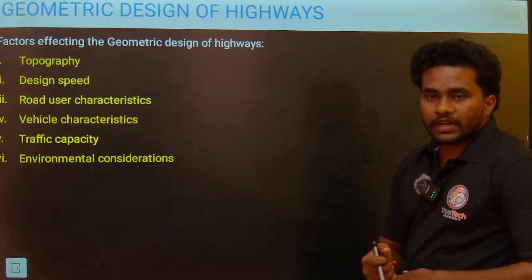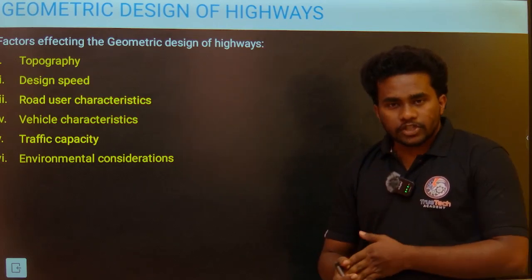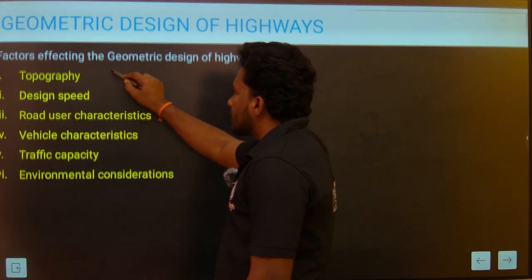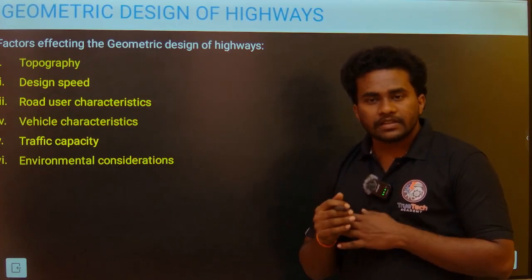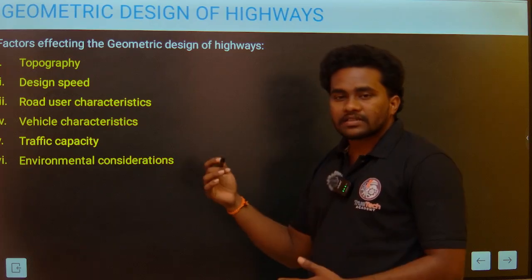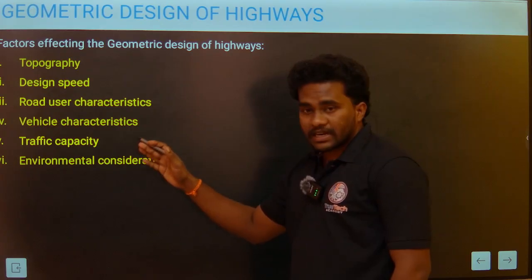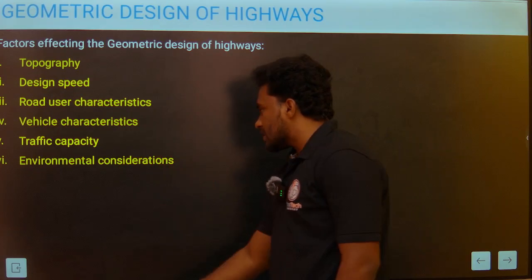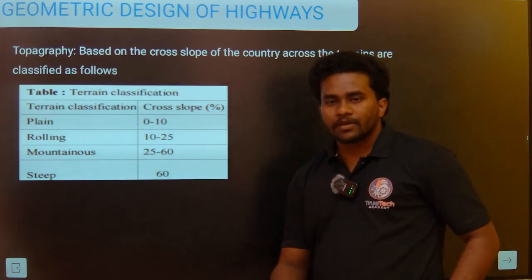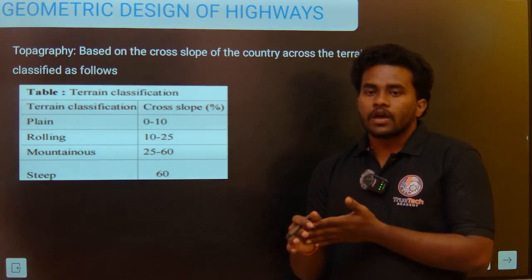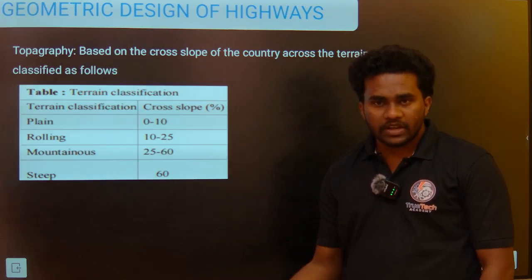Now let me discuss the main factors affecting the geometric design of highways. The first ones are the topography and design speed. These are the most important factors considered in the design. The other ones are road user characteristics, vehicle characteristics, traffic capacity and environmental considerations. First is topography. Topography is nothing but the ground surface and how much undulation is present in that ground surface.